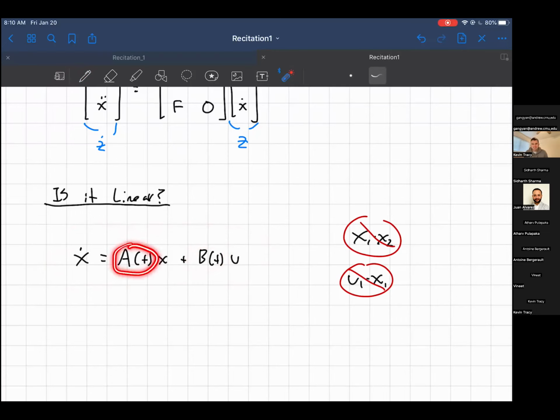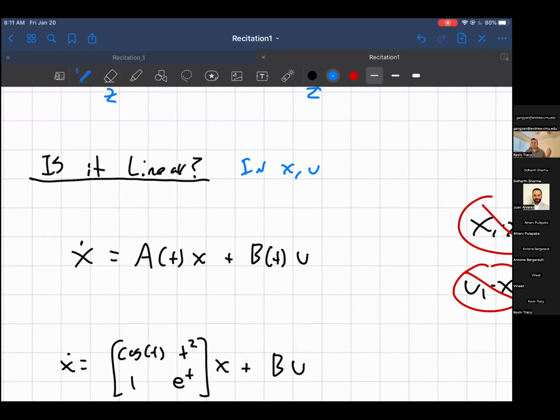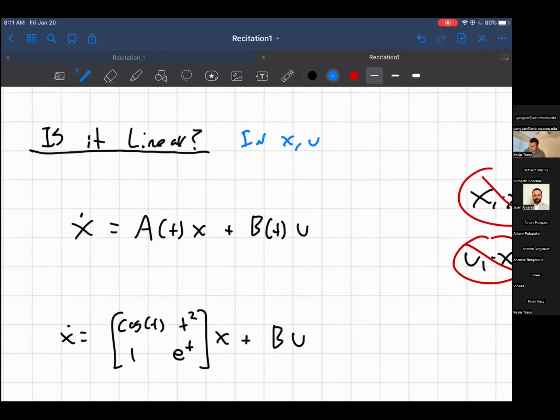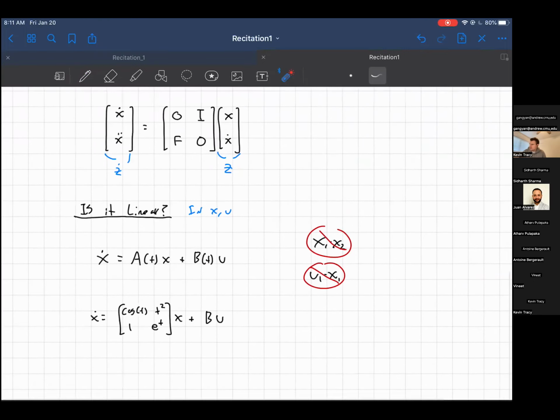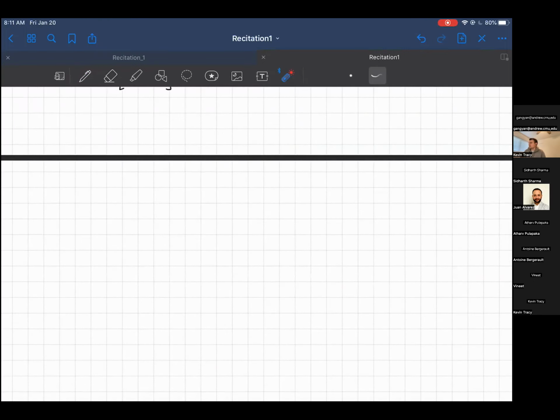In x, u. So when people ask, are your dynamics linear? What they mean is, is it linear in the state and control, in x and u, right? Because this thing right here is this crazy function and there's all sorts of nonlinearities, but the nonlinearities are all in time. They're not in the state or control, which means I can just write everything down in this Ax plus Bu and be fine. So that's the story for is it linear?